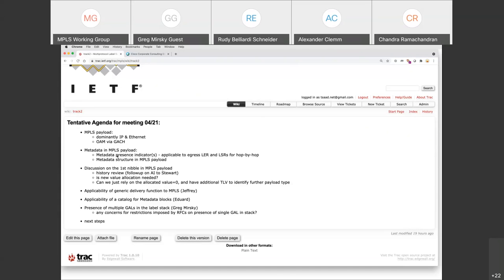And we have the presence of multiple GALs, generic associated label, in the same label stack. So that's something that Greg wanted to talk about, and I'm hoping he's also present and he can talk about that. We will talk about next steps, and I'm open to adding or modifying this agenda. So the idea was to suggest an agenda in advance. So feel free to add items if you have any.